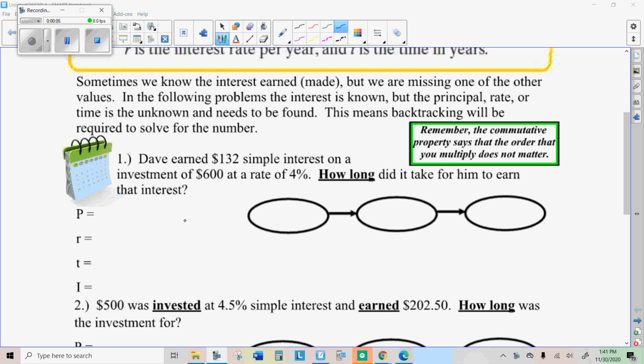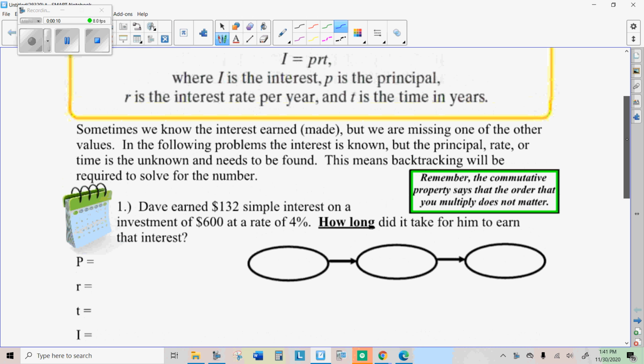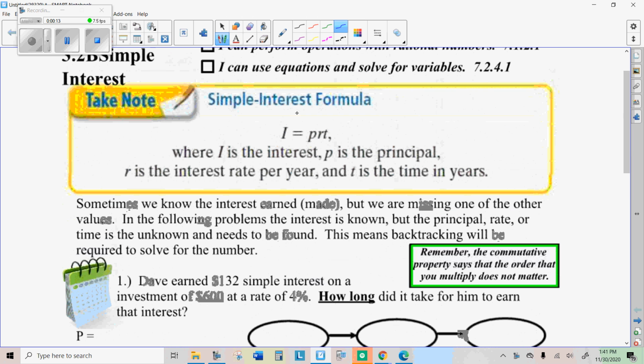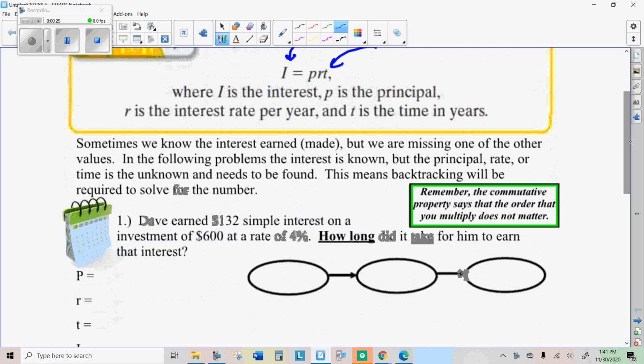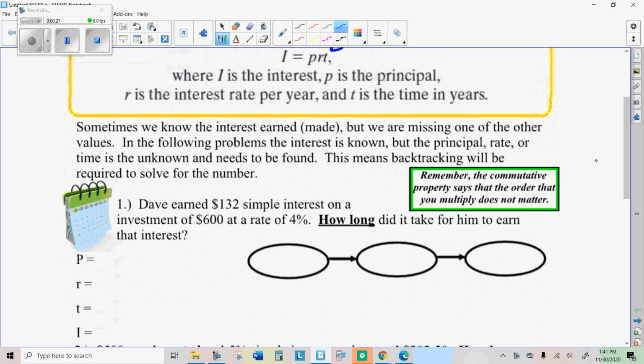Mr. Hermanson again. Today we're going to use that same formula we used in the last lesson. Only in today's lesson, instead of always finding the interest, we are going to find the other letters in the formula. Okay, and we're going to do that by doing backtracking, which I think you're somewhat familiar with. So here's our first problem.